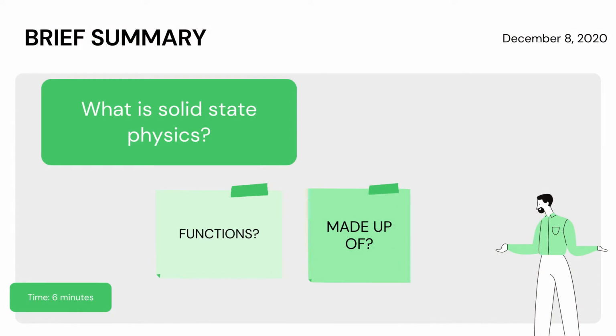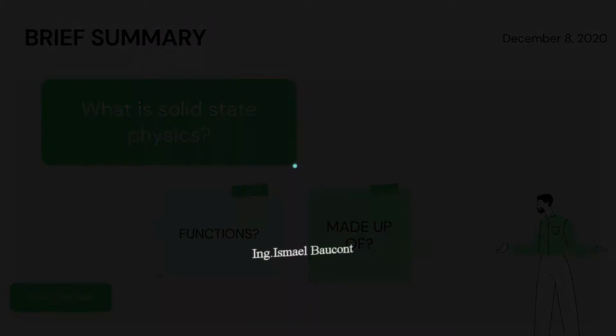The basic function of solid state physics is to understand how the atomic properties of a solid material affect its overall properties. It did not emerge as a separate field of study until the 1940s, although the properties of solids have been studied by scientists for centuries. But what are they made up of?